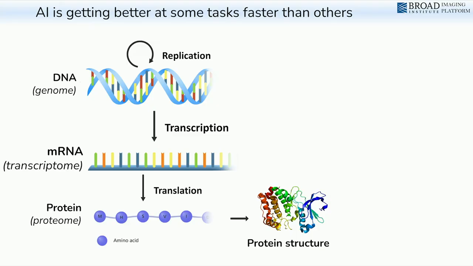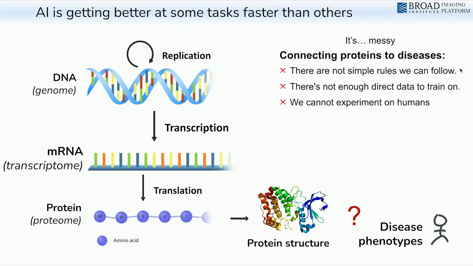Now, after this step, things get ugly. We can bridge DNA and RNA and protein to protein structure, but how do we go from protein structure to actually curing human diseases? Figuring out which proteins we should be going after, figuring out how to modulate the different functions within the cell. The reason this is so messy, the reason this is so hard, is that we don't have simple rules that we can follow. We don't have enough direct data to train on, and we can't usually experiment on humans. We can't do interventional, perturbational experiments on whole organisms.